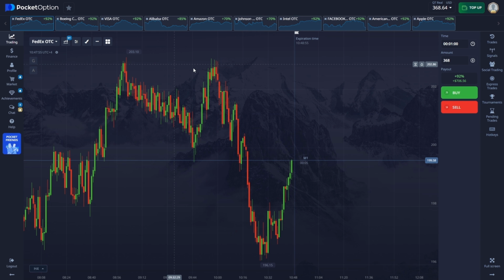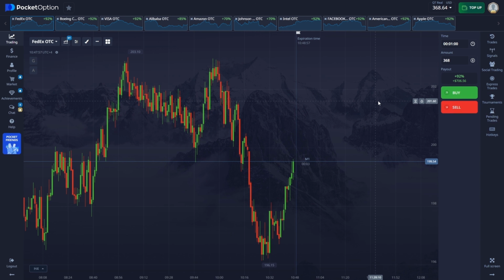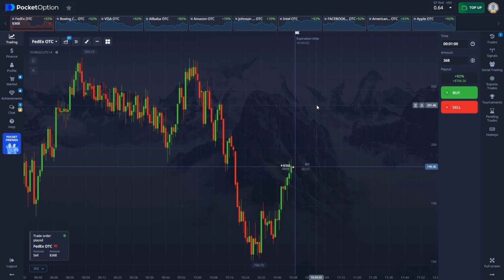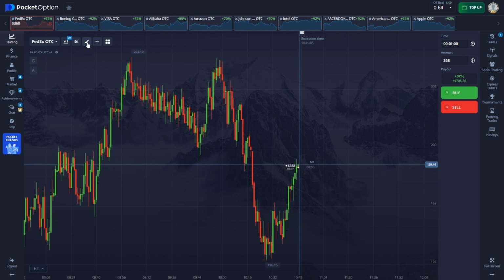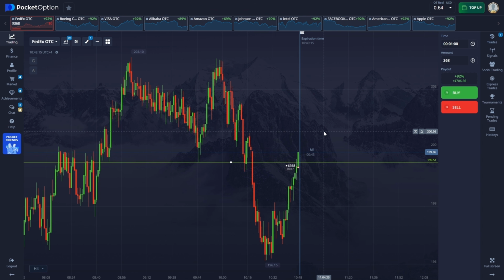On FedEx OTC, we have a trade for a downside move. I placed the trade for a downside move on FedEx OTC worth $368. Here we have a resistance level from the back. It acted as a support level before, and now it's been broken. The previous candle closed below the level, so I took the trade for the downside move.